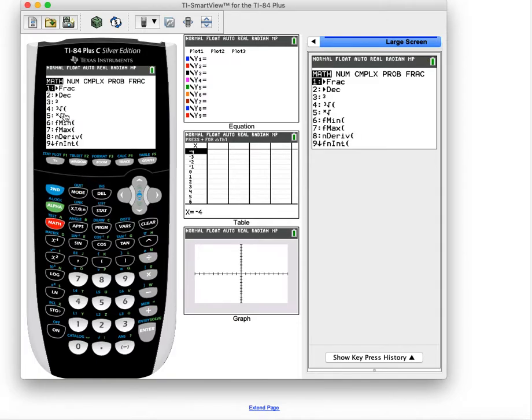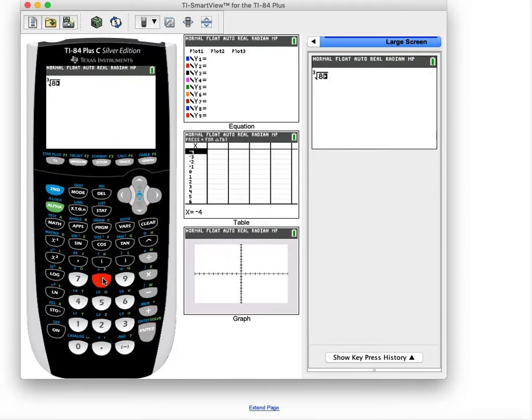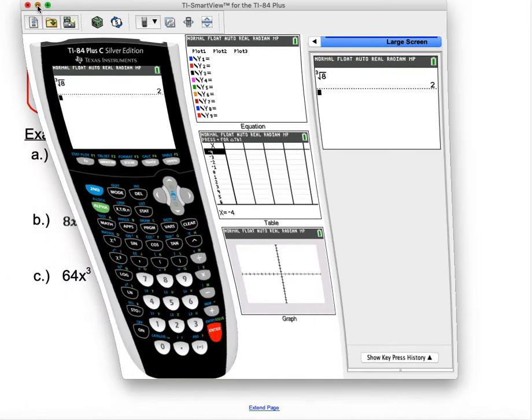If you look down there, the fourth one down there is the cube root button. So I want to take the cube root of 8, and it's going to give me 2. So math, go down to cube root, it ends up being my number 4 one there, and then hit enter and it'll tell you it's 2.